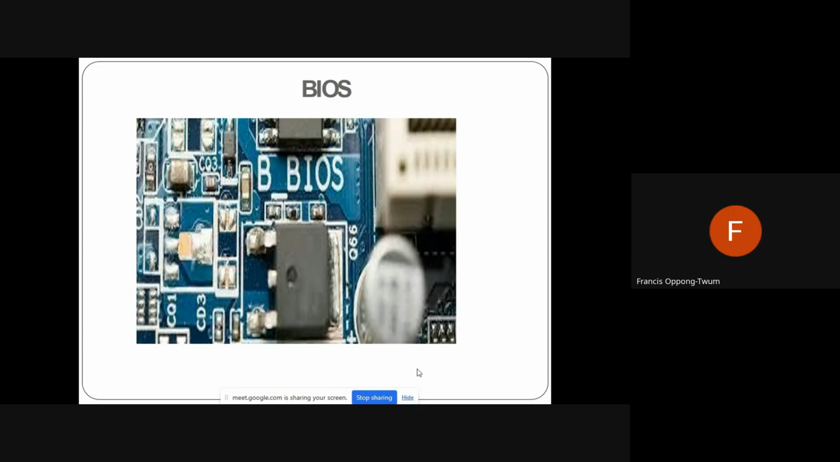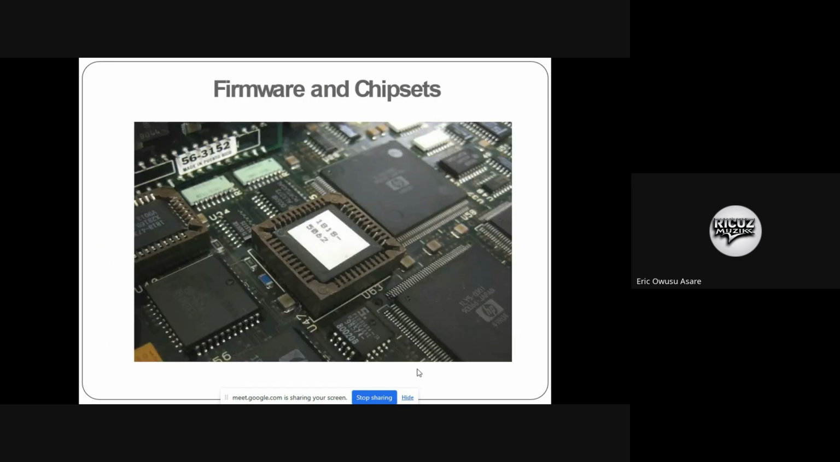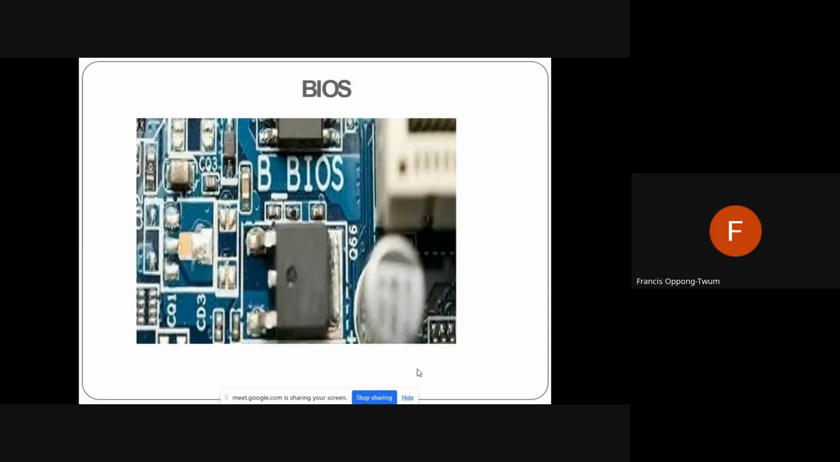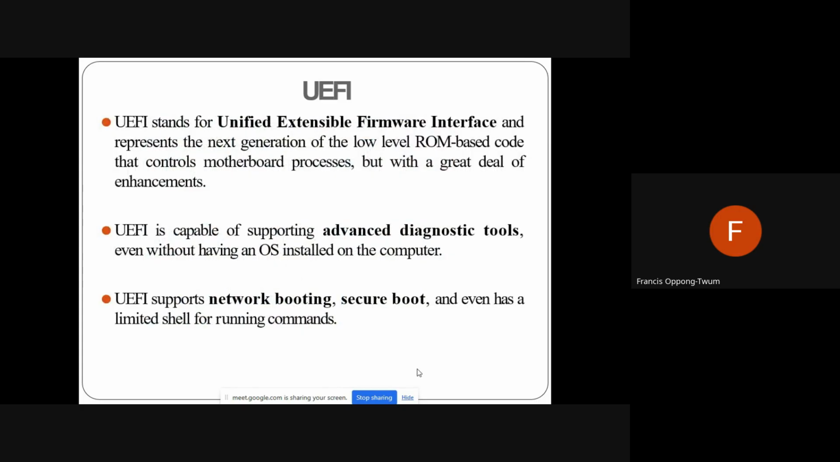Yes, who can answer it? The ROM chip is on the motherboard. That is where the BIOS is stored, and it contains the system information. So we'll come there. But now we have even moved from the BIOS to what we call the UEFI.